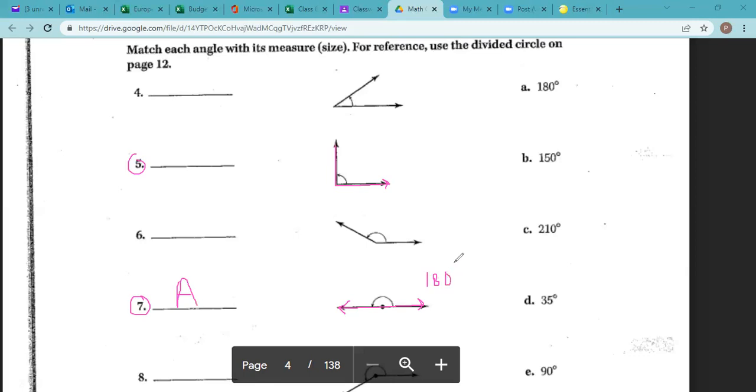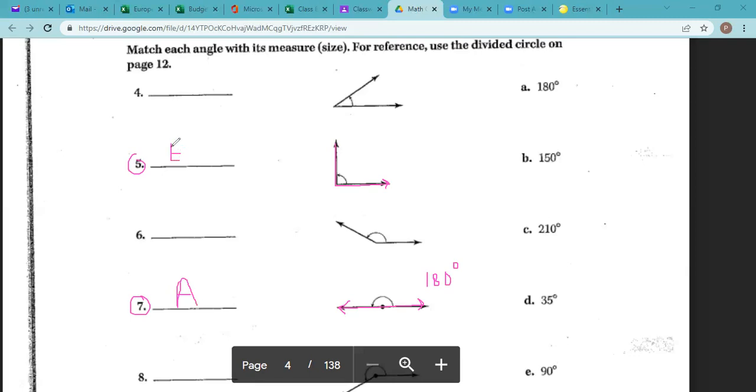And number 5 we said was 1/4 of a circle, right? So if you take 4 and divide it into 360, you would get 90 degrees. So this is a 90-degree angle. Down here at the bottom right, you're going to see where it says E, 90 degrees.